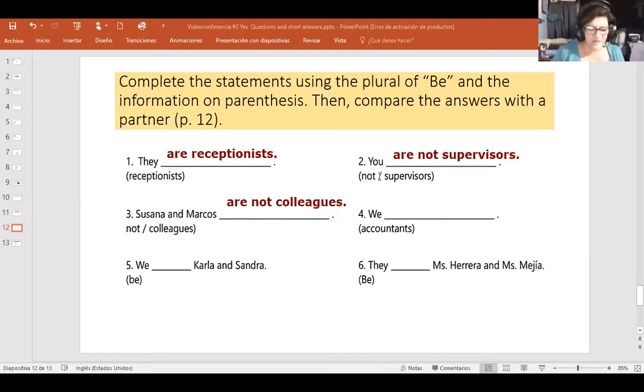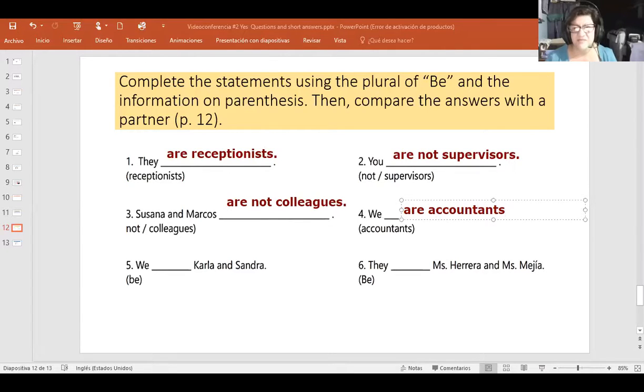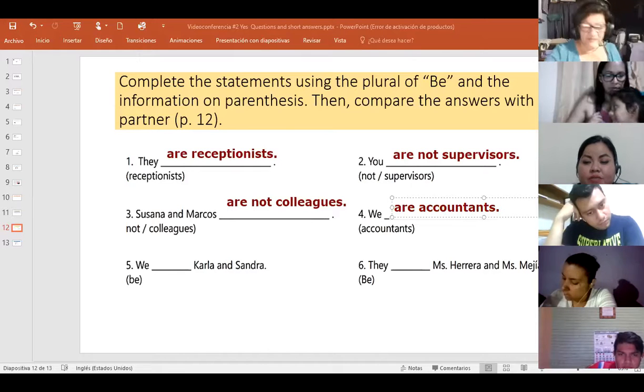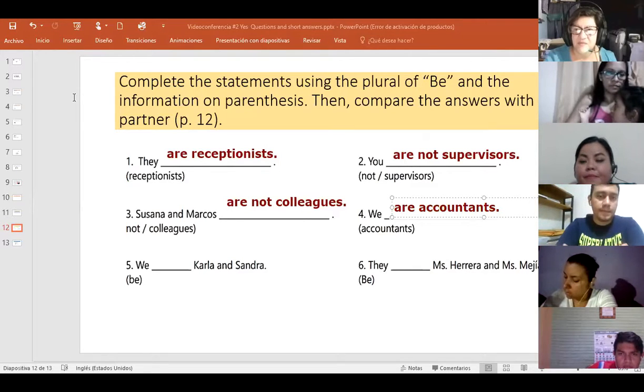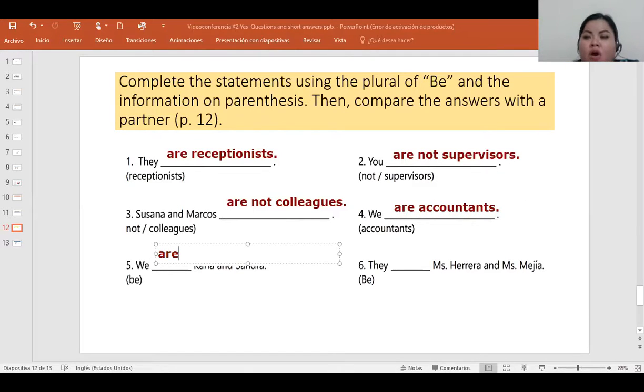We are accountants. Repeat. Accountants. We are accountants. Very good. Excellent job. Number five. Please help me out, Emerson. We are Carla and Sandra. Yes, very good. That is correct.